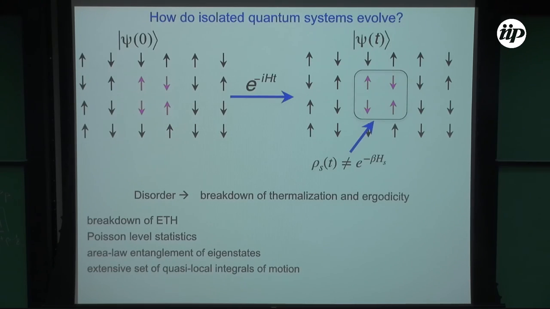In contrast, the many-body localized quantum systems fail to provide a thermal bath for their subsystems, such that in the course of the evolution, the density matrix of a small system doesn't relax to the usual Gibbs ensemble. From the point of view of the properties of eigenfunctions, those systems show the breakdown of the eigenstate thermalization hypothesis, characterized by the Poissonian level statistics. The eigenstates exhibit area law entanglement, so these are very weakly entangled states.